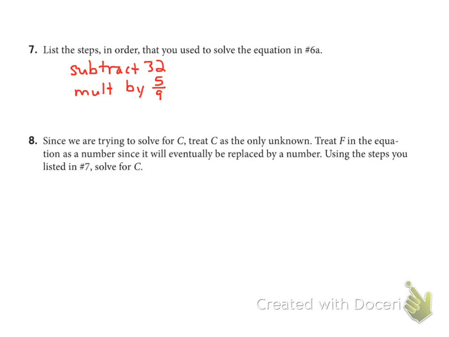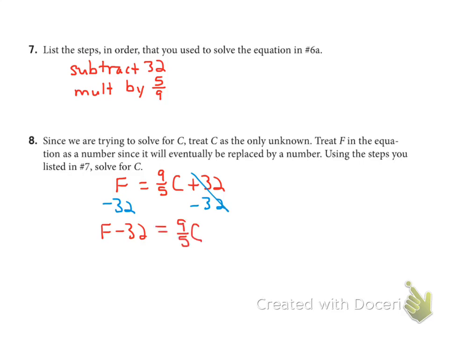So we're going back to our original equation. F is equal to 9/5 C plus 32. So we're going to follow the same steps we listed in number 7 to solve this for C. So we subtract 32. So F minus 32 is equal to 9/5 C.